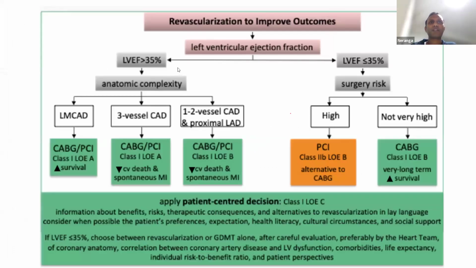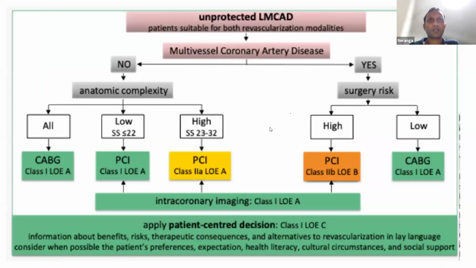If the EF is more than 35, you can have CABG or PCI, but if the patient has complex anatomy, preferably CABG. If the EF is less than 35 and the surgical risk is high, PCI is indicated, but if the surgical risk is not very high, CABG is the best option when the EF is low. If the patient has multivessel disease, you have to check the anatomy. This is also called the SYNTAX score. I will not go into details. If the SYNTAX score is very high, CABG is the best one.